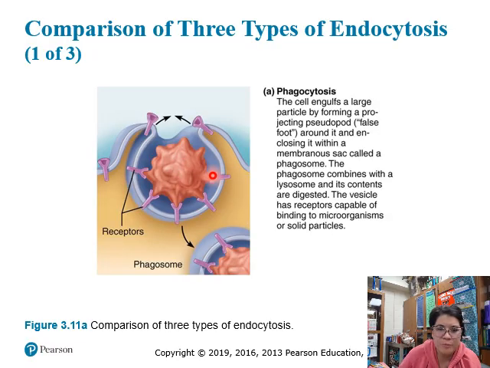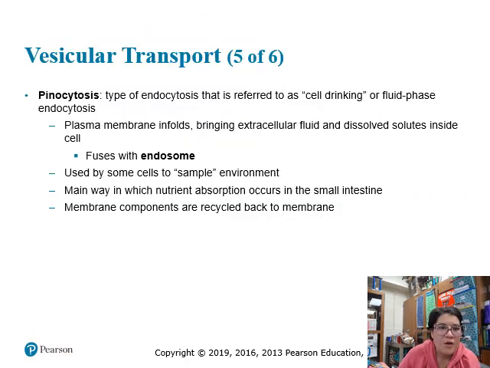Sometimes there's receptors that connect to it, and then that causes the cell to know, like, hey, let's grab this. And it makes these little pseudopods, which are called false feet. And so that kind of grabs the substance and brings it into a little sac. And then the sac here is the phagosome. Okay, pinocytosis is known as cell drinking, and it's just little bits of liquid, but they're too big to go through the membrane.